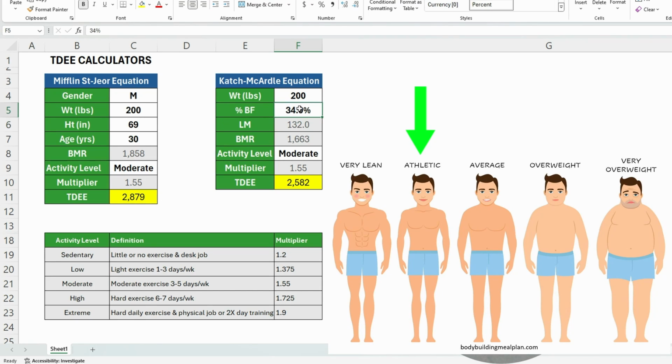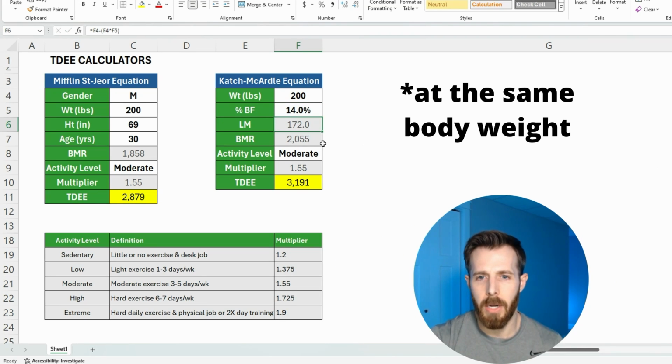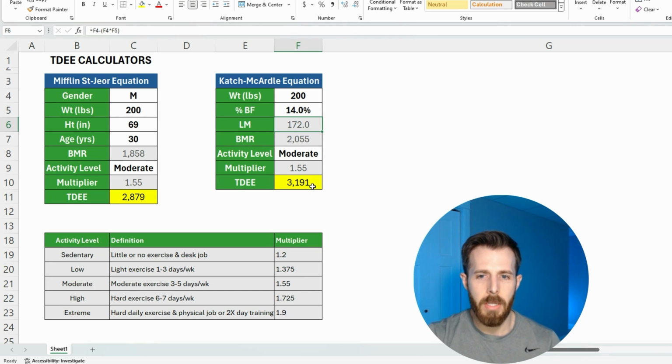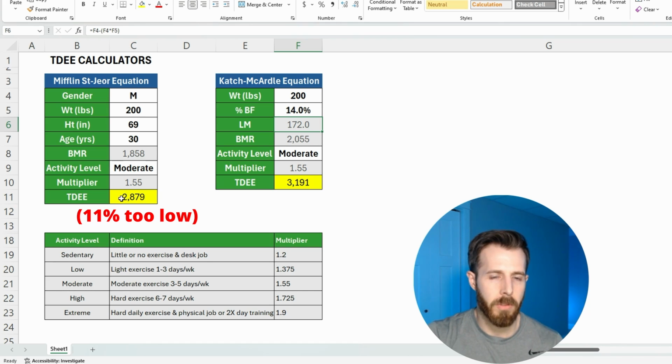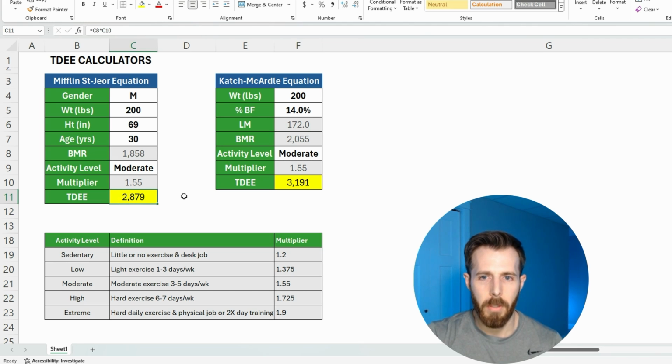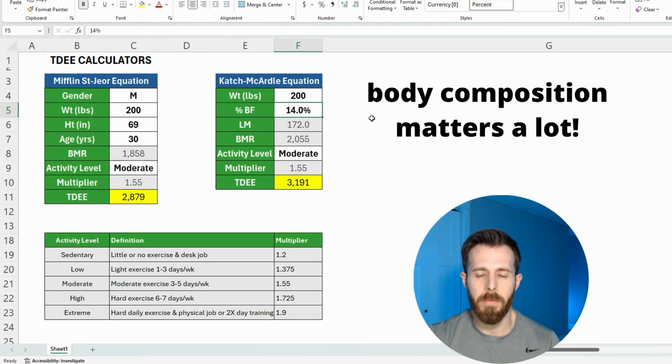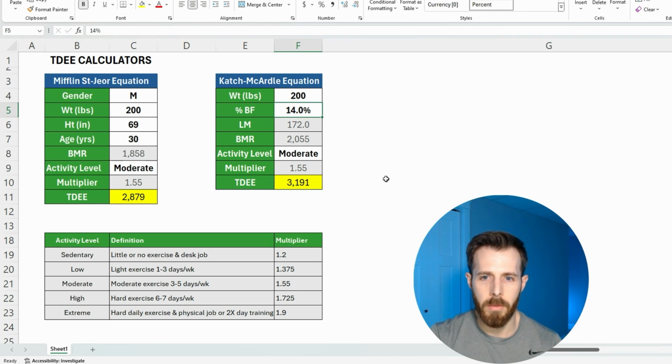Now on the flip side, if you're below average body fat percentage, so say you're pretty lean and 14%, now your lean mass is higher. You have a higher BMR, and now your TDEE is more than 300 calories above the Mifflin-St Jeor equation. So if you were using this to try to build muscle, you probably wouldn't be eating enough and you wouldn't be seeing much progress in the gym. Therefore, if you know your body fat percentage, the Katch-McArdle equation is typically more accurate.